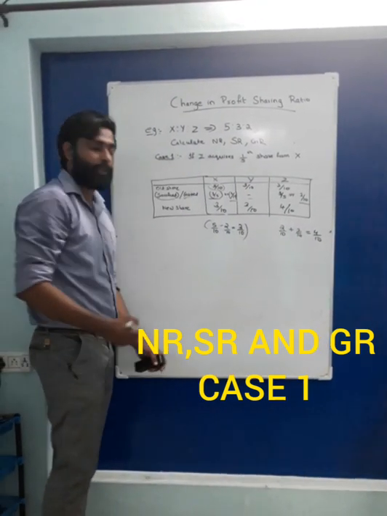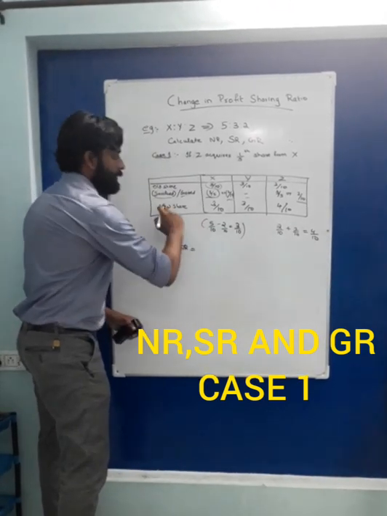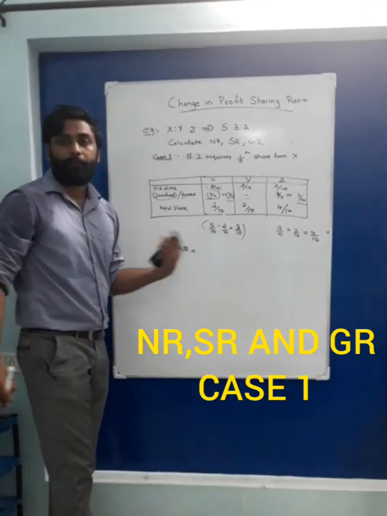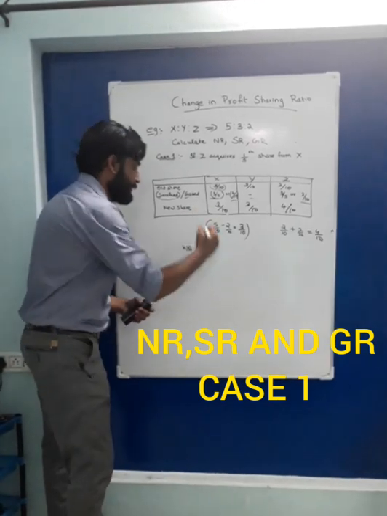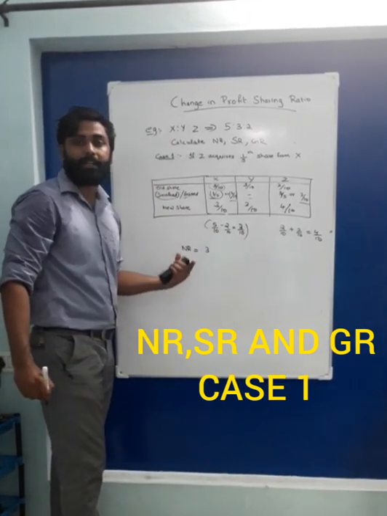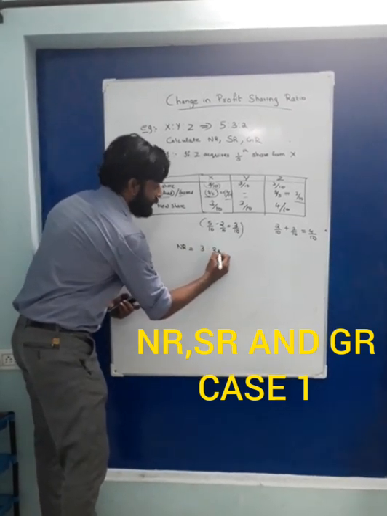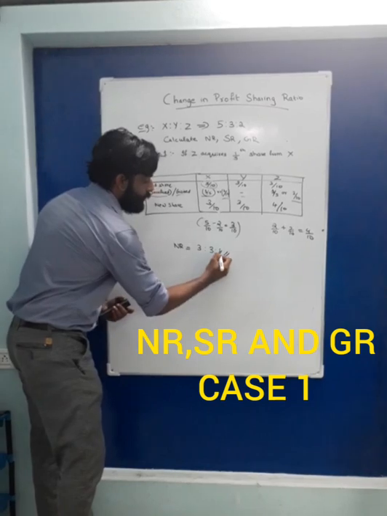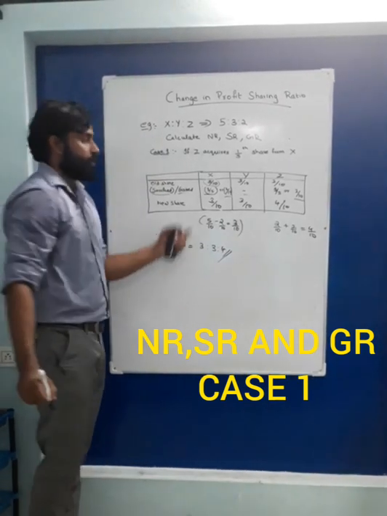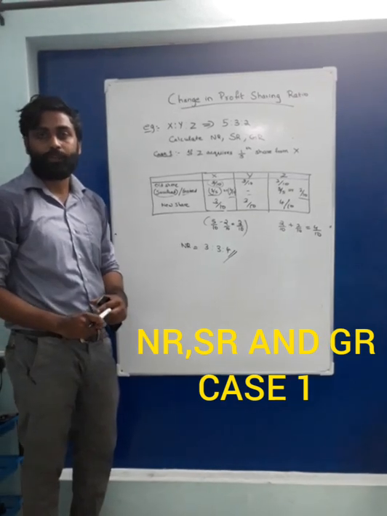So what is the new ratio? New ratio means the new share between the partners in their ratio, that is 3/10, 3/10 and 4/10. We can make it as 3:3:4. So this is how we can calculate the new ratio, 3:3:4.